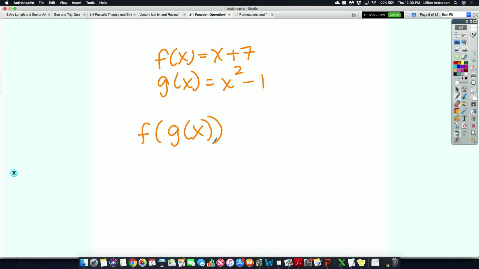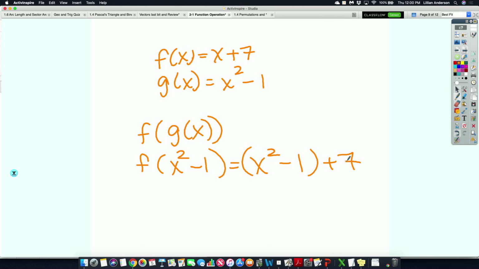What does that mean? You plug x into G, which already has x. And then you plug G of x into F. You will plug the entire function into the x of the f function. So that literally means whatever G is, you're plugging that whole thing into f. So then you'll have x squared minus 1, there's the x part, plus 7.